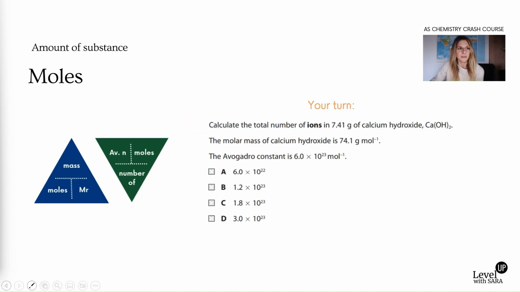Now we need to apply both equations. Please pause and then play again when you're ready. And if you are, let's do it.